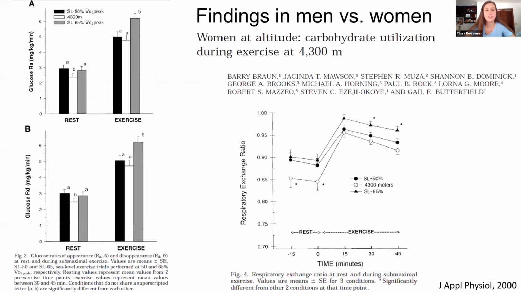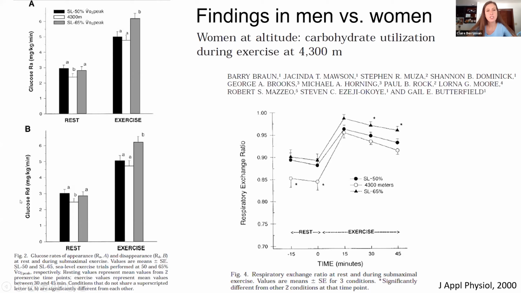It's important to think about the differences between men and women. Most of the studies conducted at high altitude have been conducted in men. I don't know of any studies comparing the effects of carbohydrate intake or fuel utilization in men and women directly. This study was conducted in women only and shows the opposite effect of what we saw in men in the Brooks study. The left panel shows rate of appearance and rate of disappearance. At rest, looking at the black bar, which represents sea level, and the white bar, which represents day 10 at high altitude, we see that the rate of appearance of glucose in the blood was decreased in these women when they went to high altitude. The same occurred for the rate of disappearance.